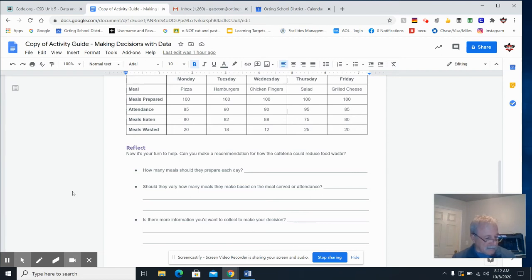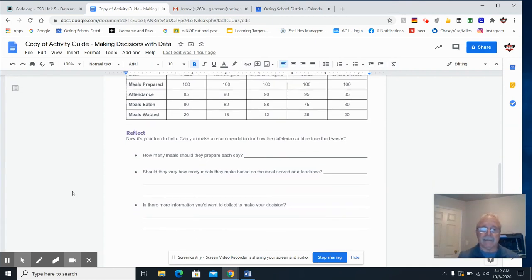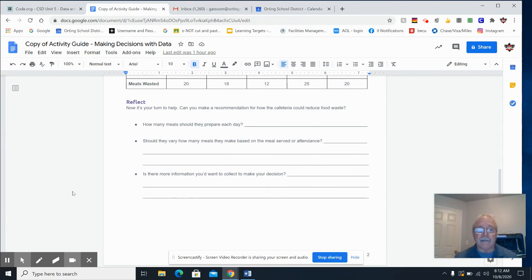They should look at the attendance, then make fewer meals, especially if it's a salad. If it's chicken fingers, maybe make enough for everybody. Chicken fingers seem to be the most popular, and salad seems to be the least popular. Based on that data, you can draw some conclusions. Am I correct in assuming that? No, not at all. You may have a different idea based on the information you see, and that's fine. There's nothing wrong with that. That's what's fun about collecting data. Your conclusions and my conclusions may be different.